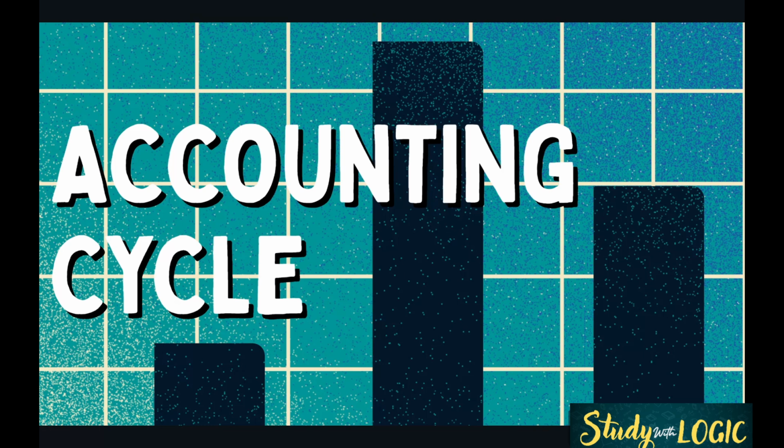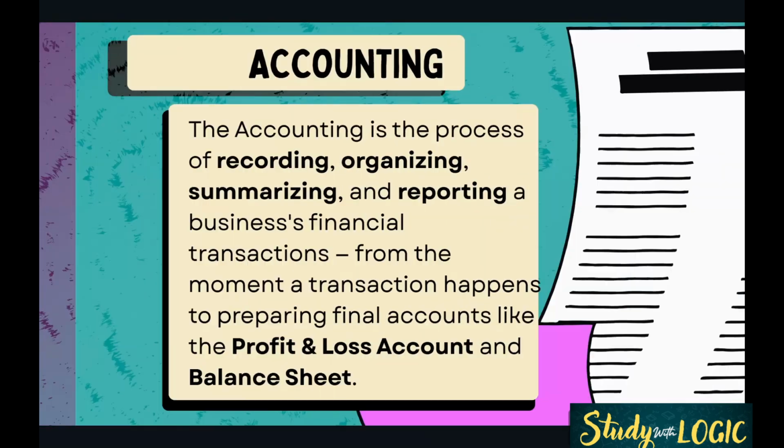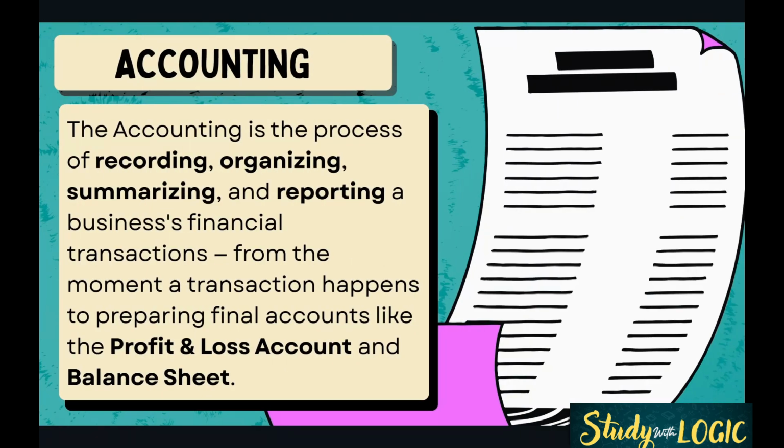This process involves a sequence of activities which are repeated in every accounting period. So this is also known as accounting cycle. Now, before going further, let us first understand what is accounting. Accounting is the process of recording, organizing, summarizing, and reporting a business's financial transactions from the moment a transaction happens to preparing final accounts like profit and loss account and balance sheet.